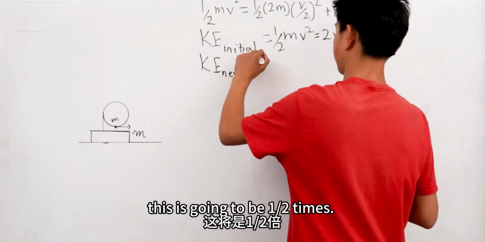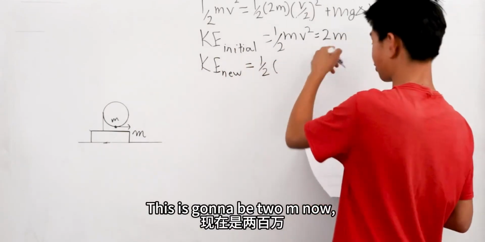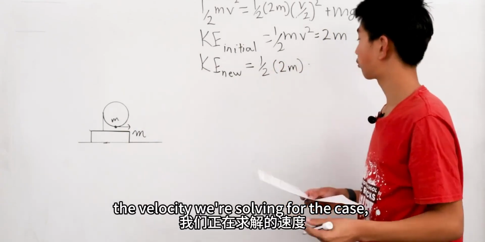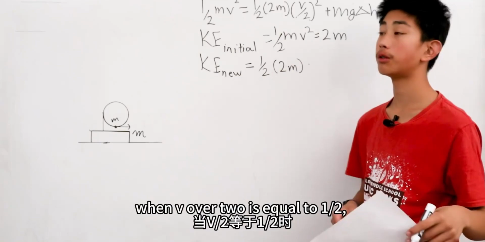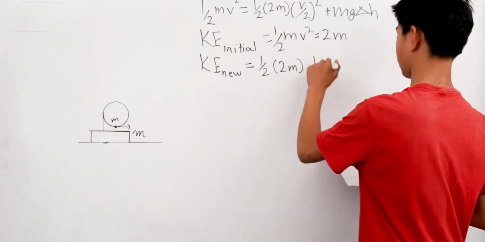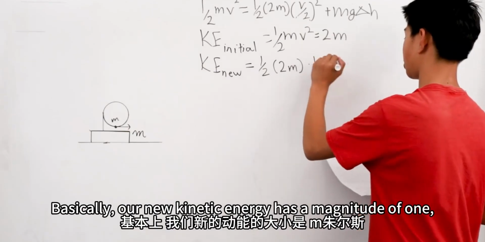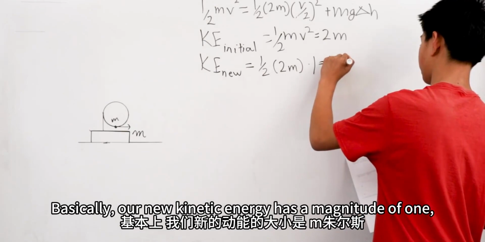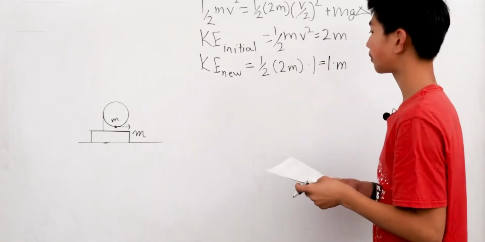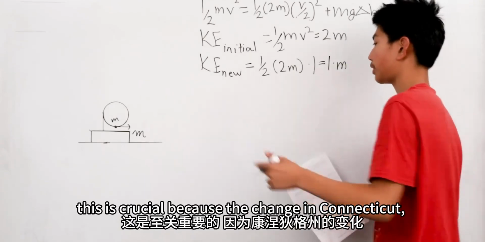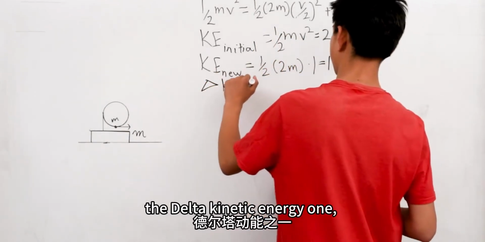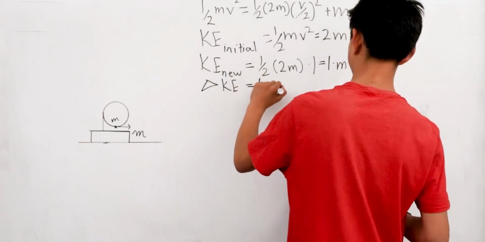Now, our new kinetic energy is going to be 1/2 times m times the new velocity squared. We're solving for the case when v over 2 is equal to 1/2, so the velocity is just 1. So our new kinetic energy has a magnitude of 1m joules. Now, this is crucial because the change in kinetic energy, delta kinetic energy, is 1m joules.